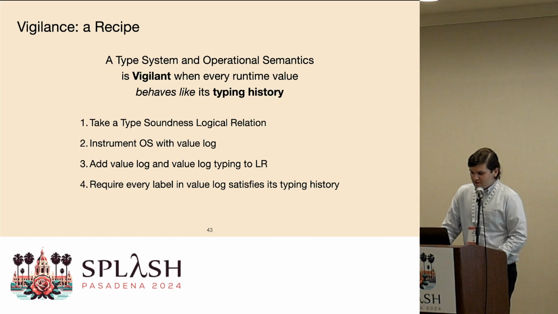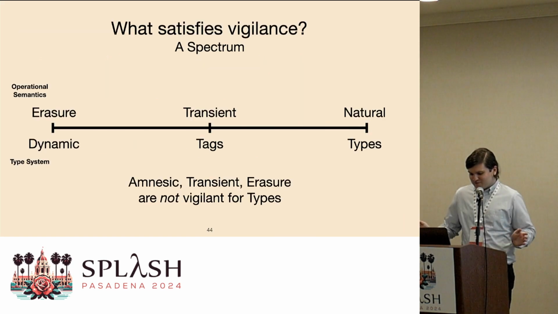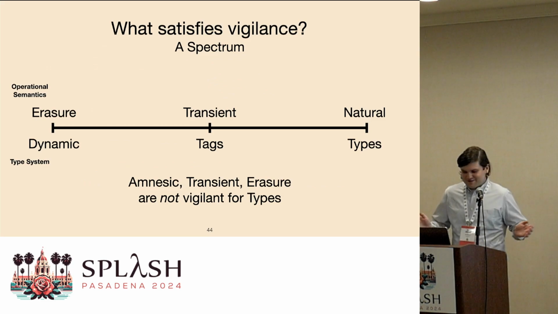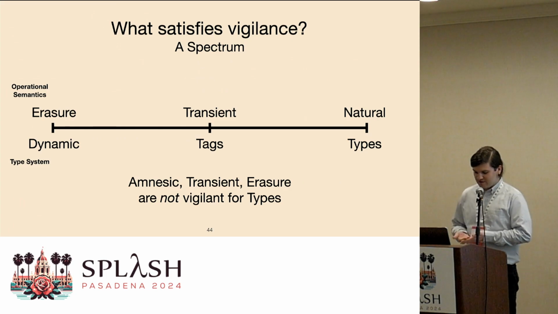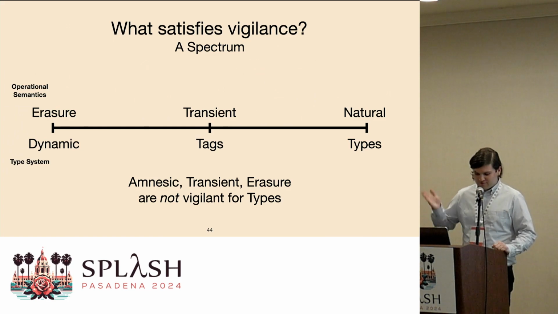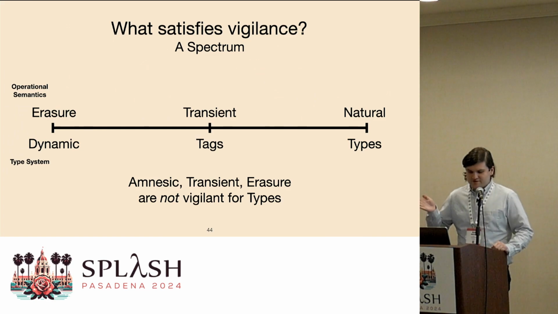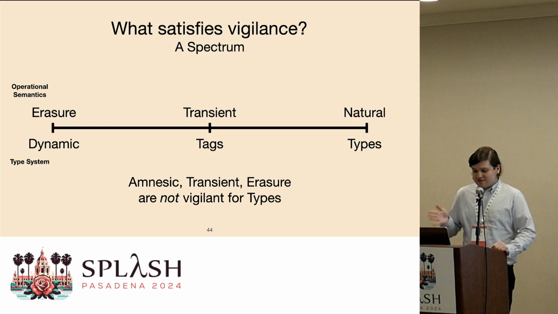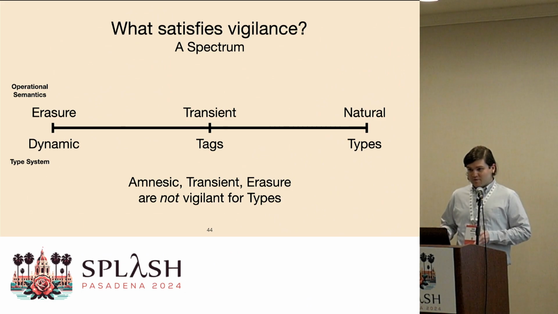OK, so now that we have vigilance, we can ask what satisfies vigilance. And it turns out there's a spectrum, just kind of like type soundness, which makes sense because we built on top of type soundness. So similarly, we have a dynamic vigilance for erasure. We have a tag vigilance for transient, and we have a type vigilance for natural. But importantly, this is enough to distinguish amnesic from transient. They don't have the same vigilance property.